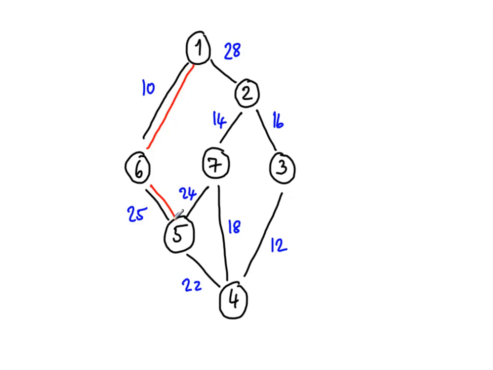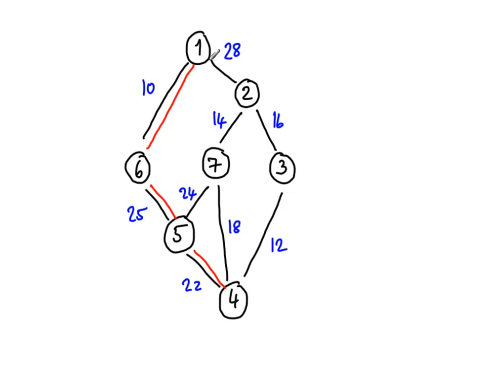Now we have to look for all edges which can connect to this new tree. So we have a choice between 1 to 2, which we already had, and 5 has 2 outgoing edges, to 7 and to 4. So we have, among these 3 edges, 28, 24 and 22, we pick the minimum one. So this gives us clearly the edge 5 to 4, because 22 is the smallest of these 3 numbers.